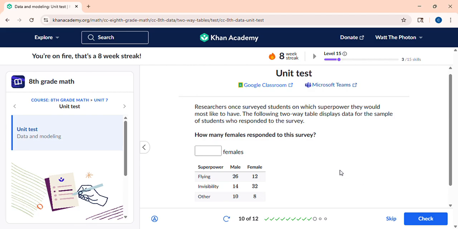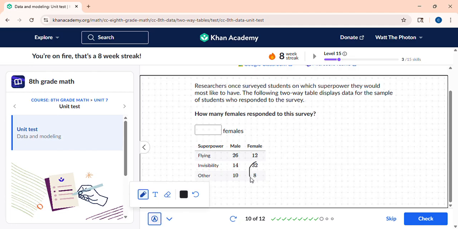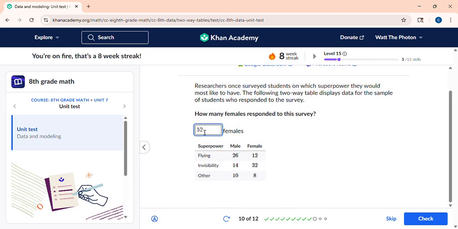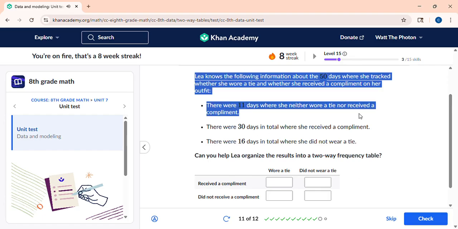Researchers studied which superpower people would most like to have. How many females responded to the survey? So we have 40 plus 12, that's 52, like a deck of cards. A deck of cards is 52. Yay.